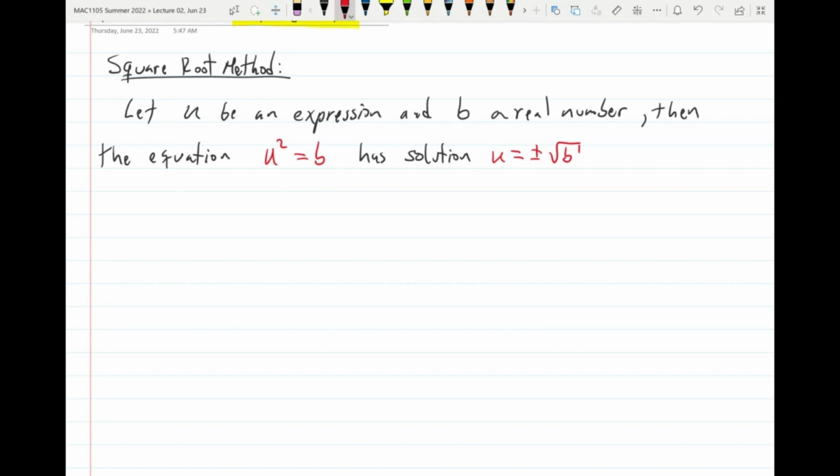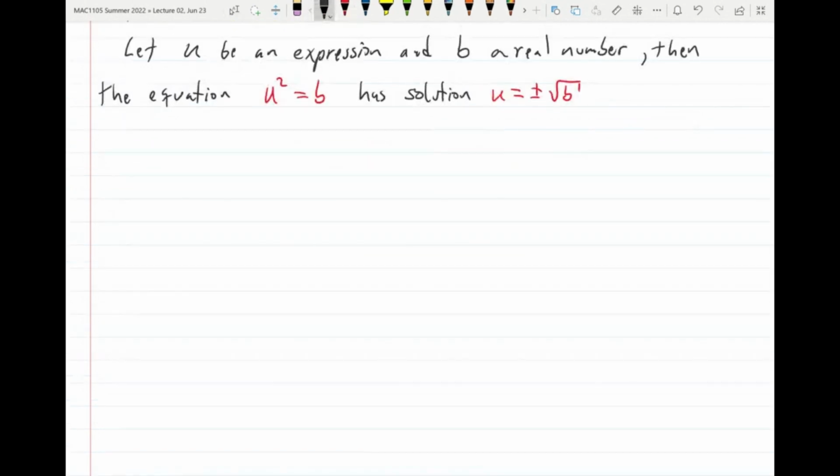Okay? Now, the reason why I'm writing this with u instead of x is because this u could be an expression containing x. Okay? So this doesn't have to be x squared equals something. You may have something involving x equals a number. As long as that something is being raised to the square, you can still take advantage of this property. Okay? And you're gonna see that in the examples. But let's do some examples.